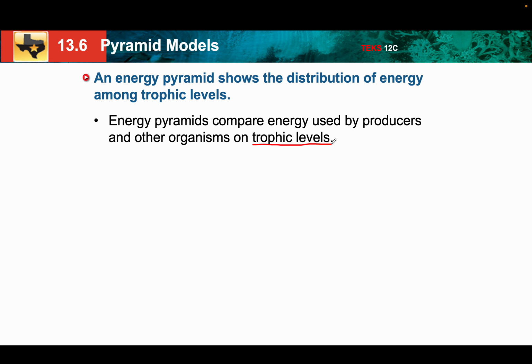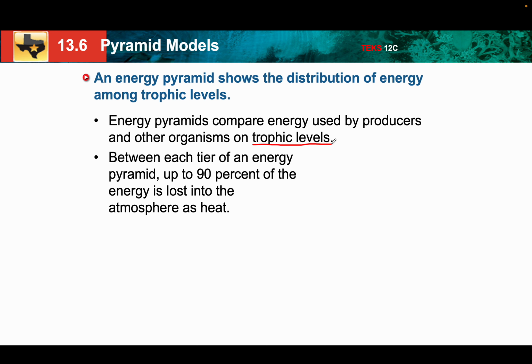All right, now this between each tier. Now, this word tier, I'm expecting you guys know what this means, especially as many gamers as I have out there. Tiers are basically levels. So between each level of an energy pyramid, up to 90% of the energy is lost into the atmosphere as heat. It's lost, it's gone.